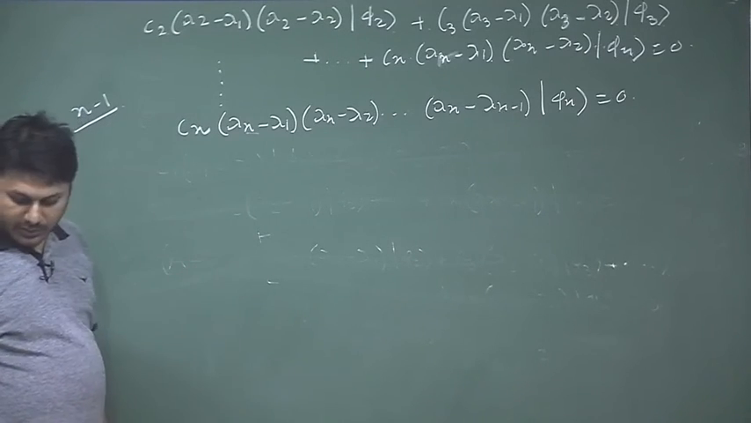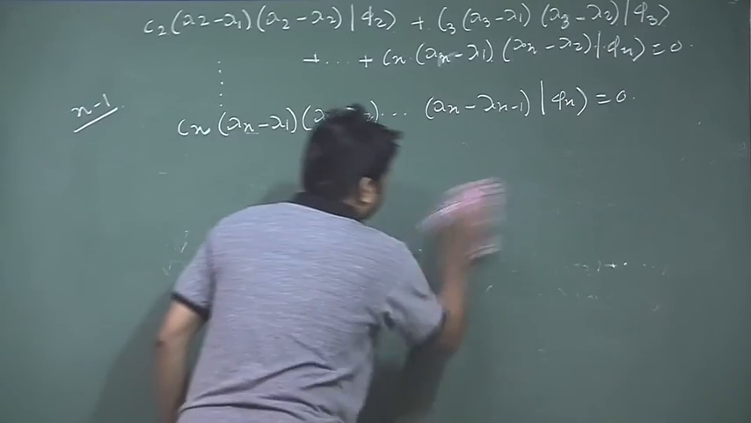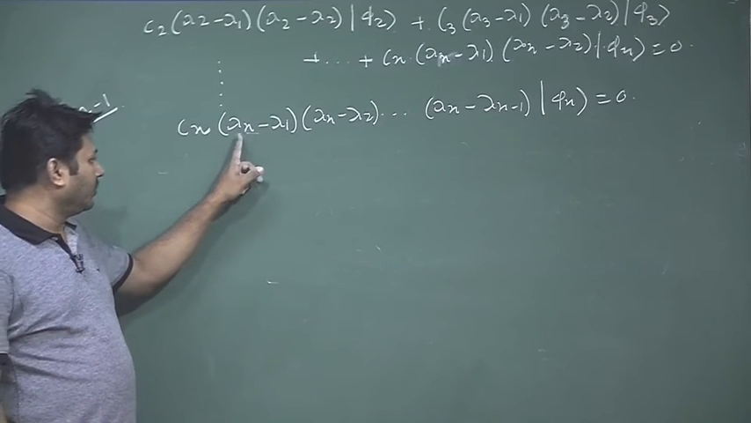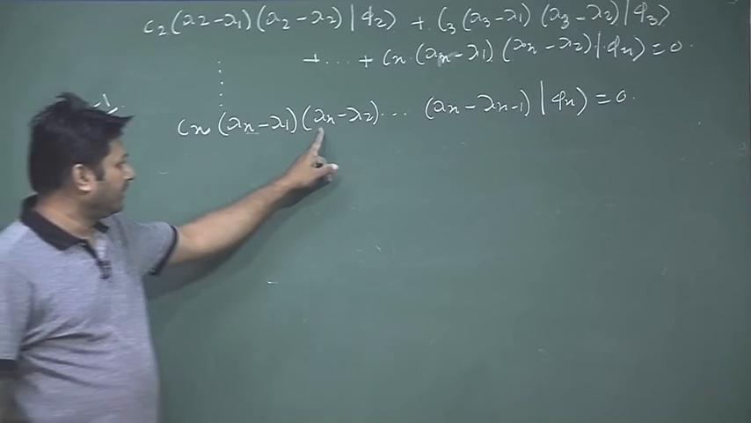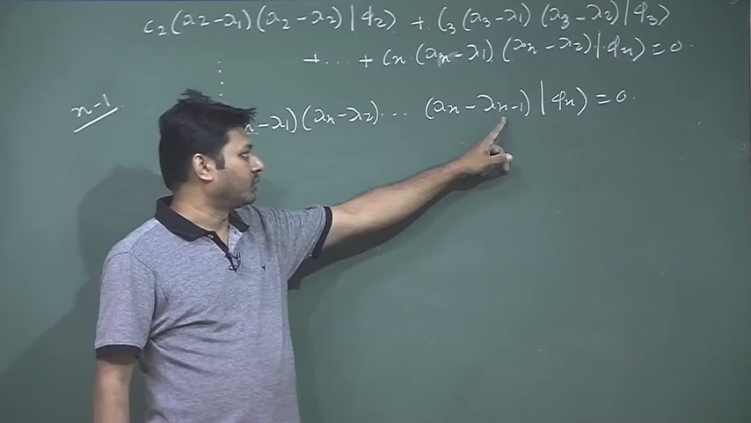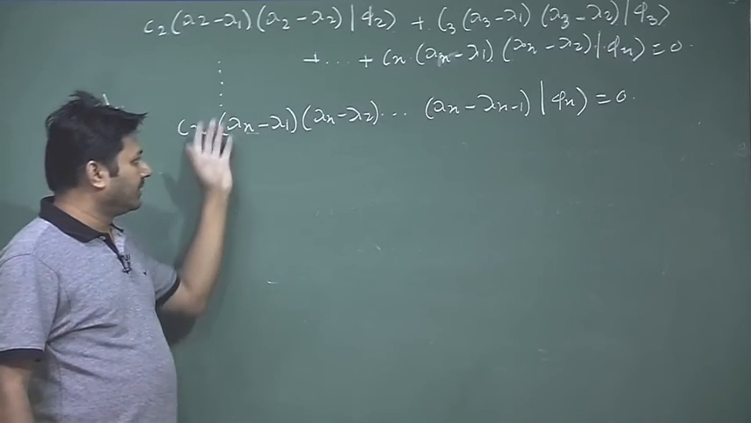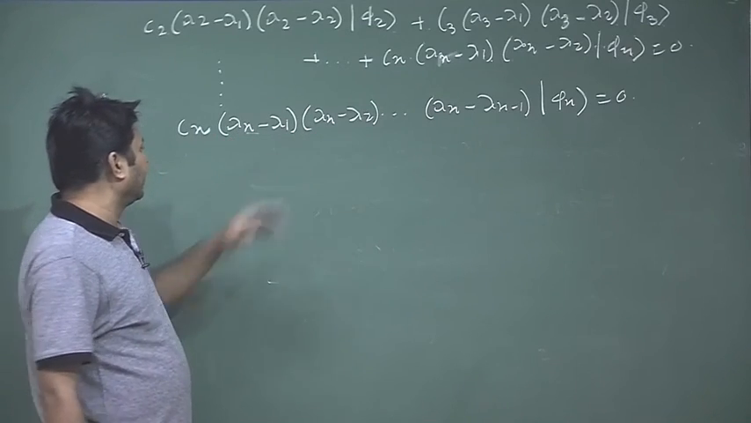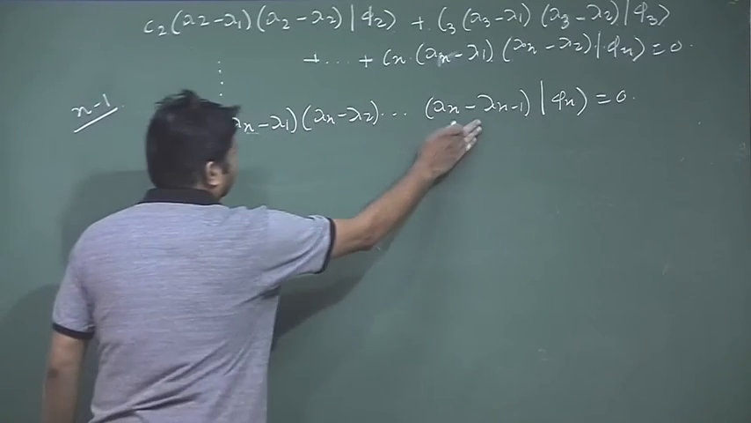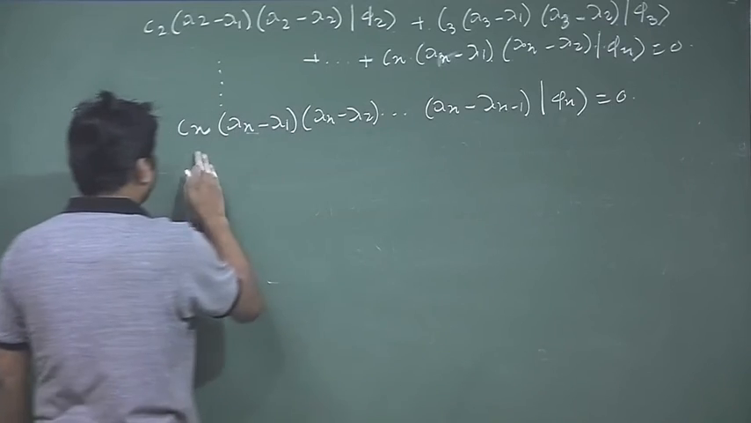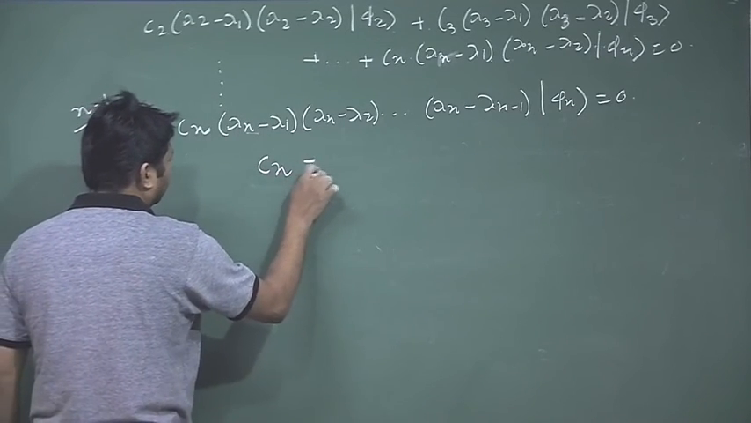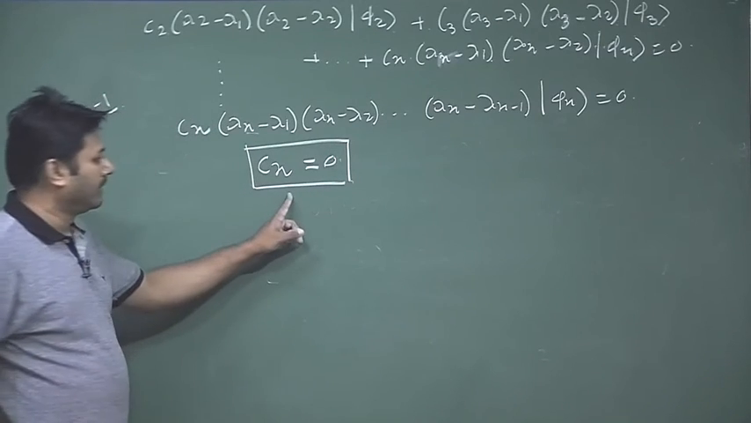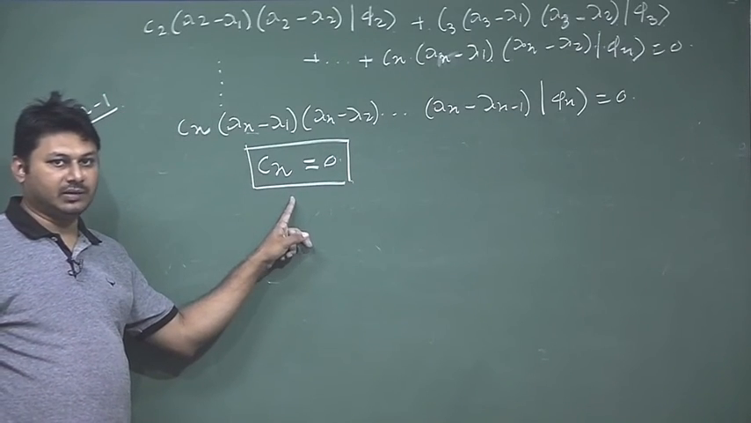Now, the important thing is all the lambdas are distinct. So, here you will find (λn − λ1), (λn − λ2), up to (λn − λn−1). Since they are distinct, these will not be 0, and φn is not 0. So, what will be 0? Cn will be 0, that is my first conclusion: Cn is equal to 0.